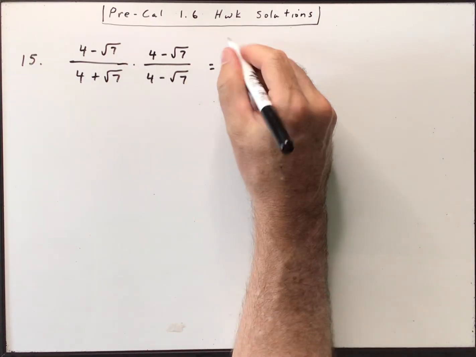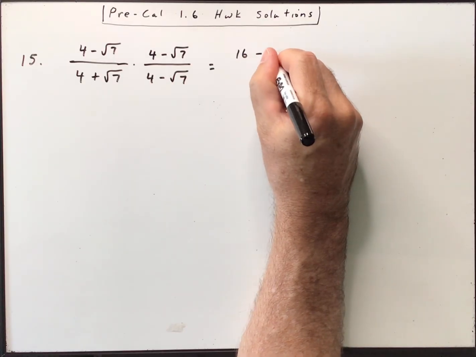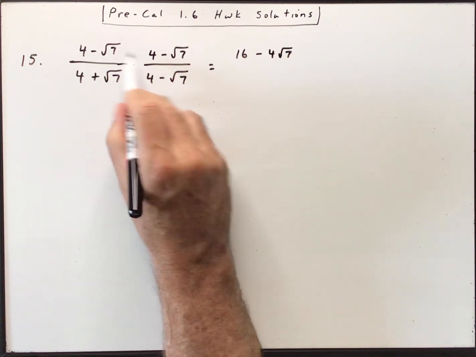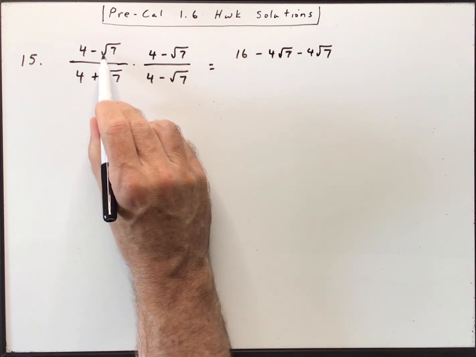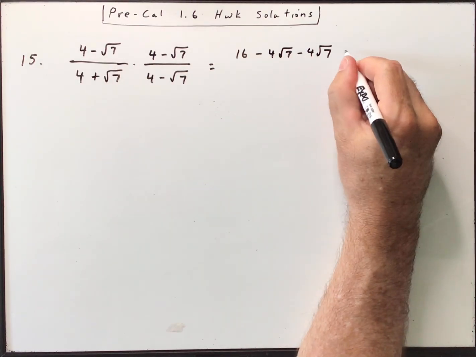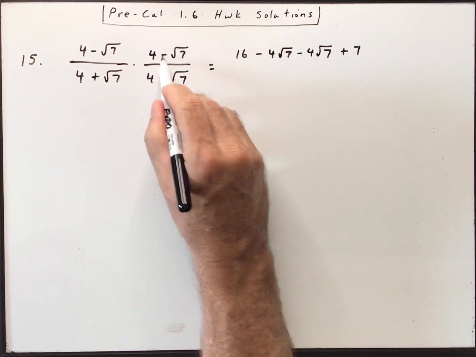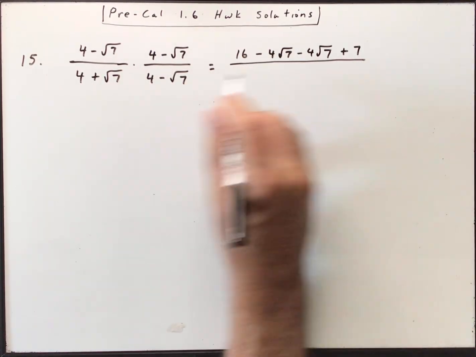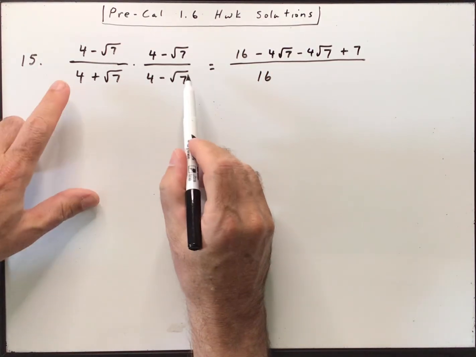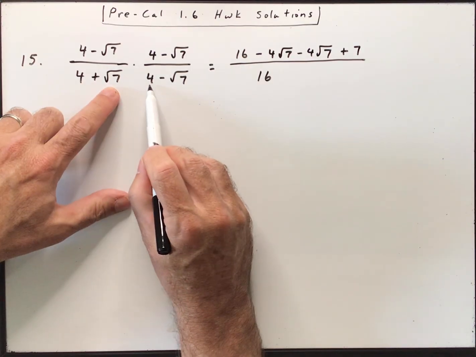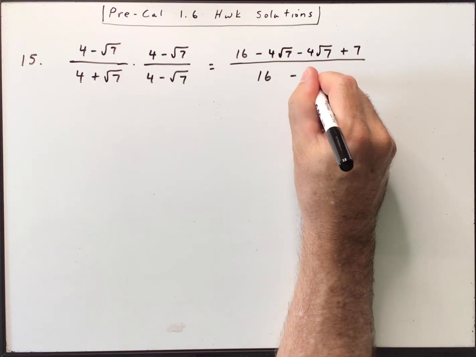So 4 times 4 is 16. And then we've got minus 4 times root 7, which is the outside, and then another minus 4 times root 7, which is the inside term, and then negative root 7 times negative root 7, the radical lifts, so I would have just plus 7. And the two negatives make a positive. On the bottom, 4 times 4 is 16. And then the two middle terms cancel, negative root 7 times 4 and positive root 7 times 4. And then root 7 times negative root 7 would just be minus 7.